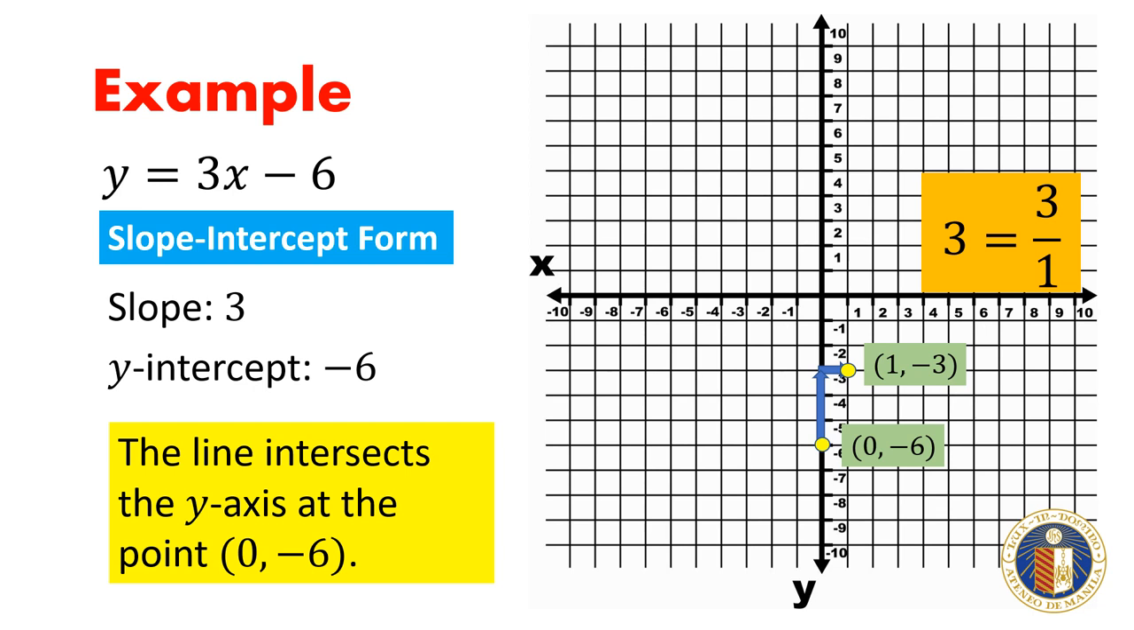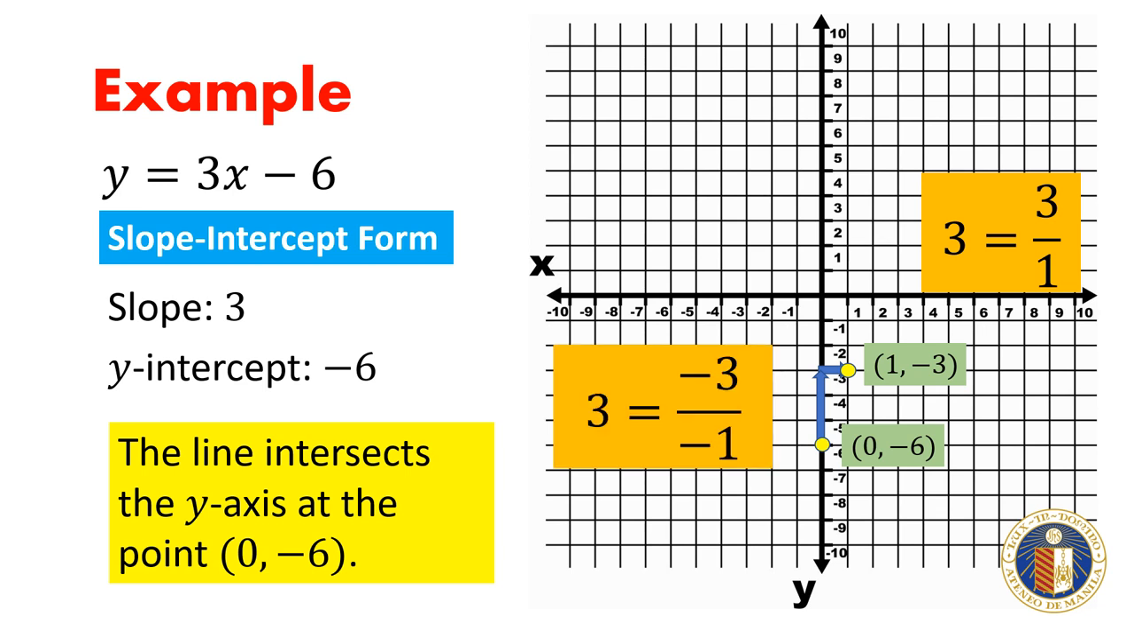Alternatively, we can rewrite the slope as negative 3 to negative 1 or negative 3 all over negative 1. This means, to get another point, we move 3 units down and 1 unit to the left. We get the point negative 1, negative 9. Now, we connect the 3 points 1, negative 3, 0, negative 6, and negative 1, negative 9 to graph the linear equation.